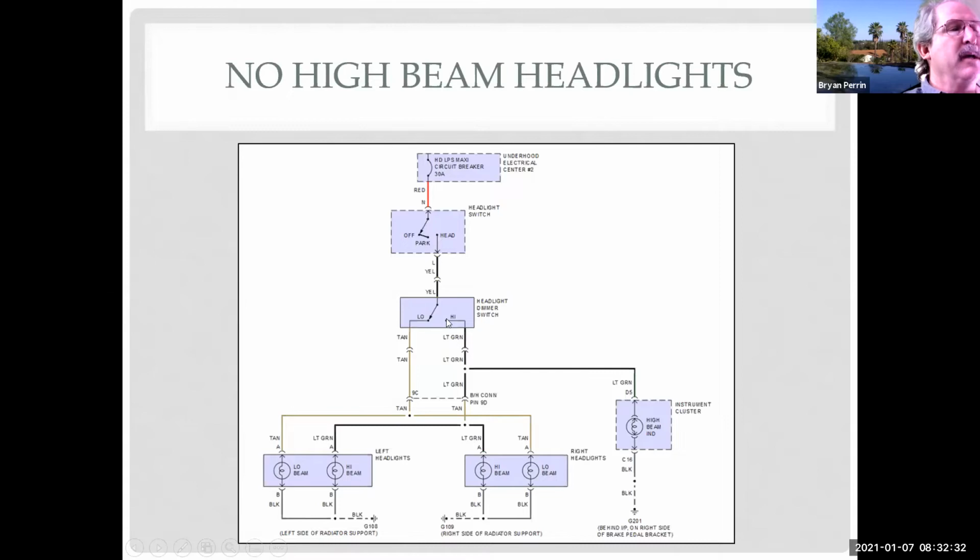Could it be my dimmer switch? No, because the high beam indicator works and the low beams work. So it can't be the dimmer switch. So up to right here, we know we're getting power, don't we?